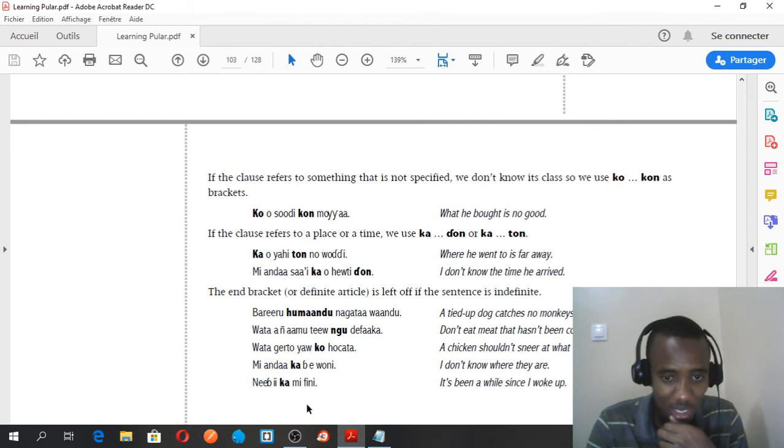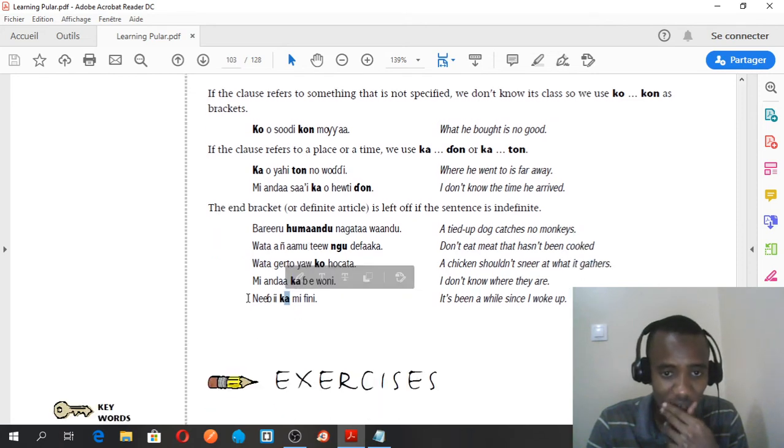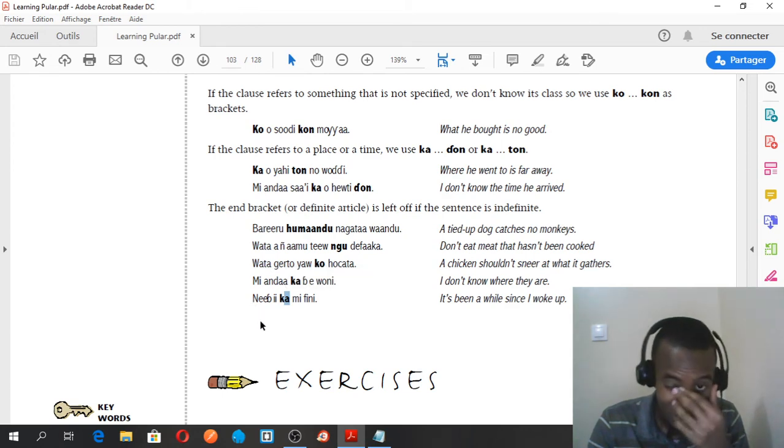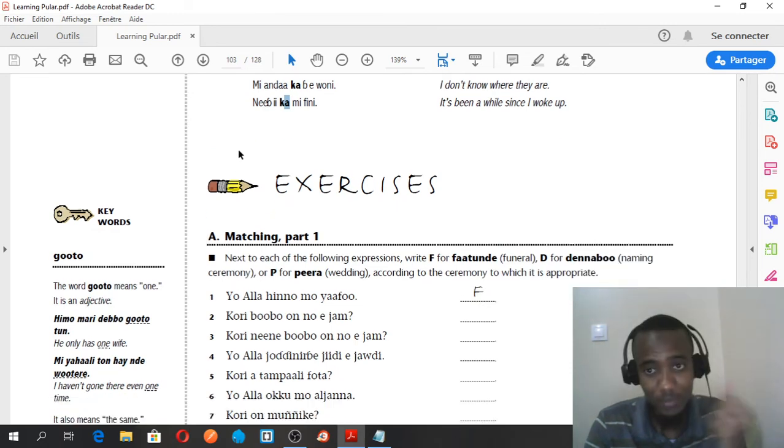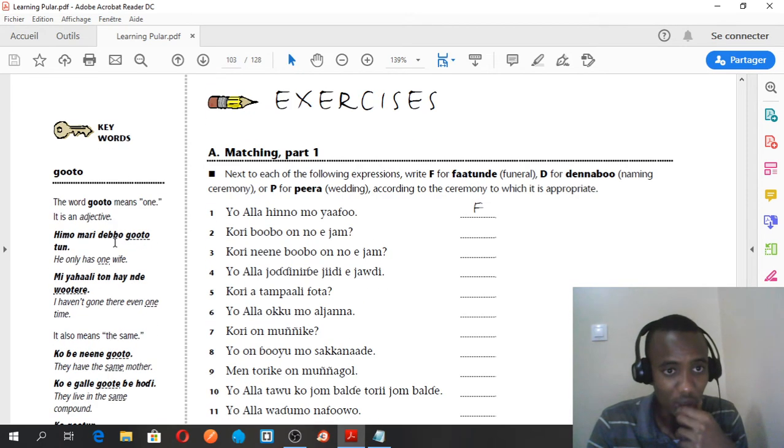Nebi komifini. It should be nebi komifini. Nebi komifini. It's been a while since I woke up. Alright, let's go through these keywords.